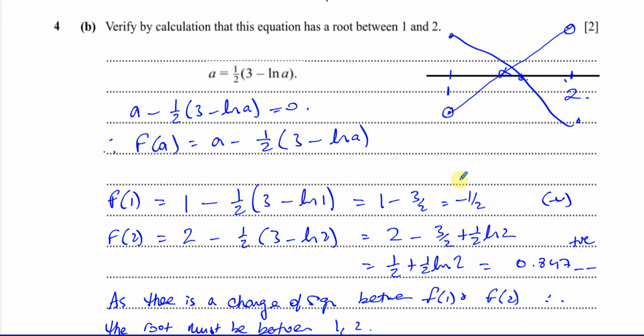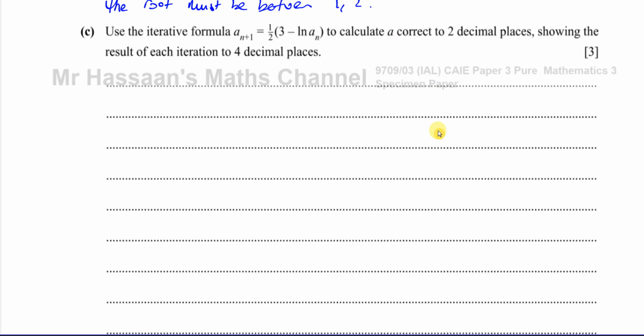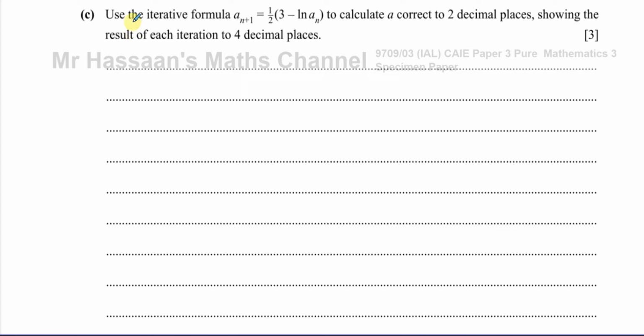Okay, so there's part B of 4, which is to do with numerical methods, and part C is to do with what's called iteration. So it says use the iterative formula a(n+1) equals a half times 3 minus ln an to calculate a corrected to 2 decimal places, showing the result of each iteration to 4 decimal places. So the iterative formula basically helps us to home in on the root itself.